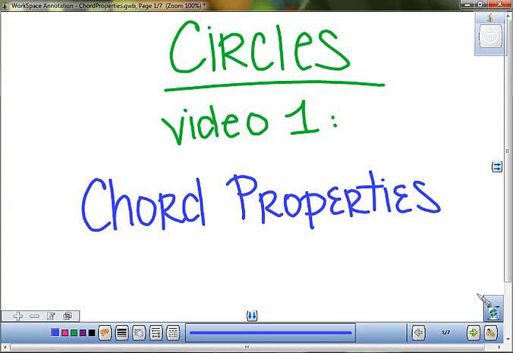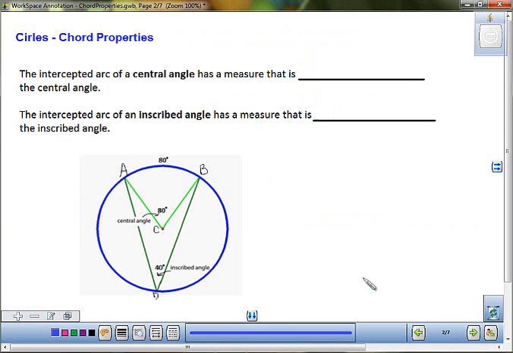Going to be video 1 over circles. We're going to discuss chord properties. The first thing we're going to talk about here in circles and chord properties is that the intercepted arc of a central angle has a measure that is what to the central angle.